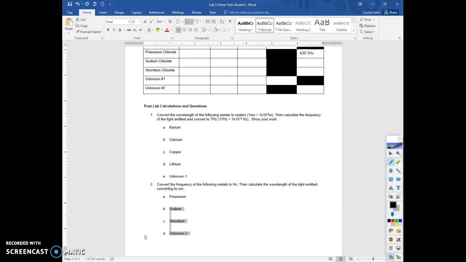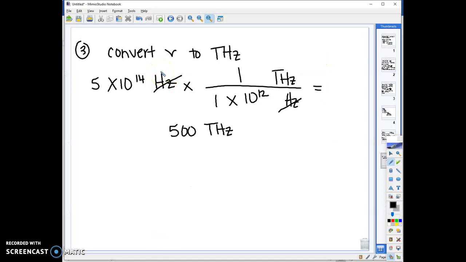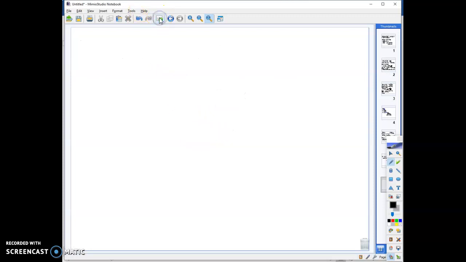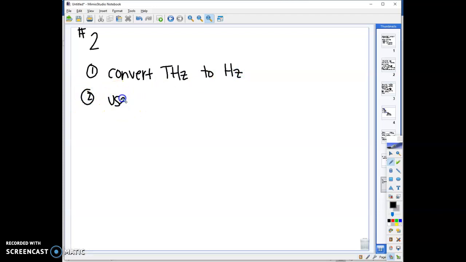You're given 430 terahertz, so you're just going to work backwards. You have terahertz, you need to get all the way back to your wavelength in nanometers, so it's essentially opposite. So for number 2 on the PostLab, convert your terahertz to hertz. Then you use that to solve for your wavelength.